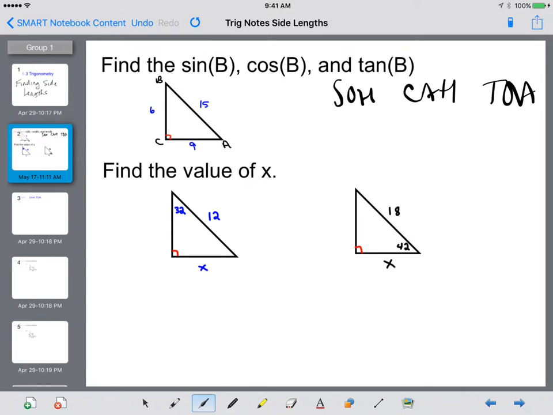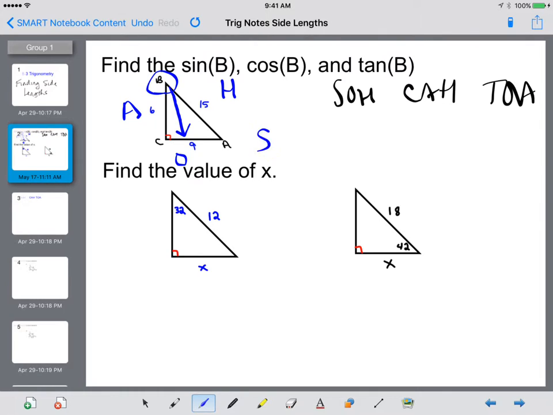If I wanted to find the sine of angle B here, I need to know what the opposite side, the adjacent side, and the hypotenuse are for this triangle. The hypotenuse is always going to remain the same. That's across from the right angle. There's my hypotenuse side. If this is angle B, then I draw across the triangle. That would be my opposite side, and right next to it is my adjacent.